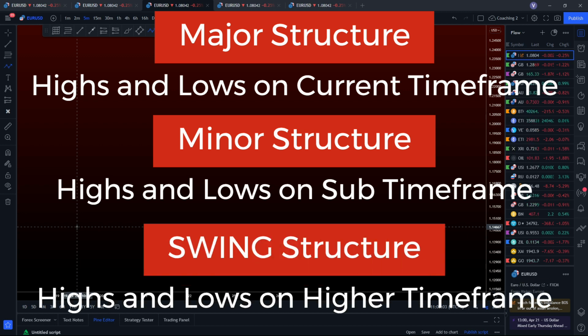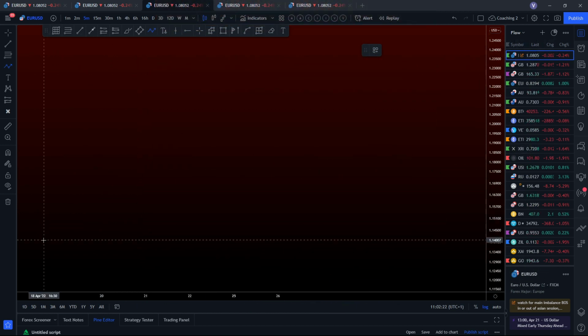And then you will also have swing structure, which will be major highs and lows but on a higher time frame, but we can actually identify these on the same time frame that we're analyzing, meaning that we don't actually have to be looking at these different time frames all the time. So we're going to start off by just drawing some lines on the chart.